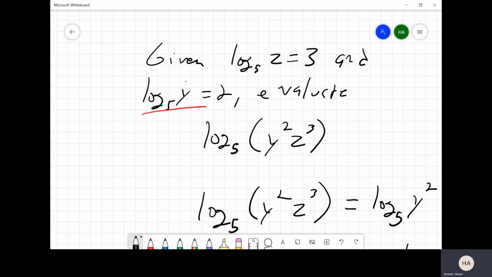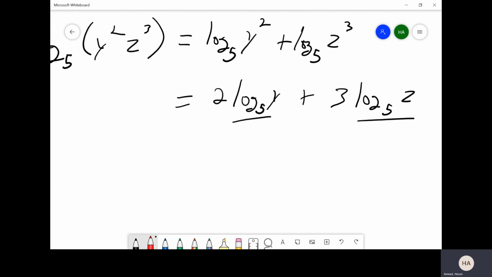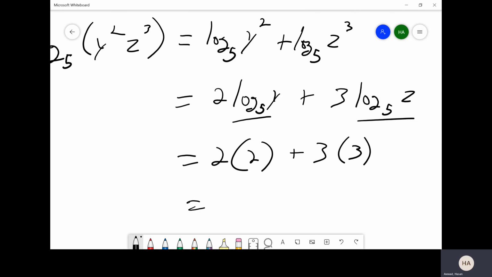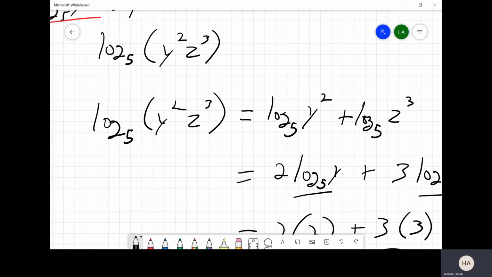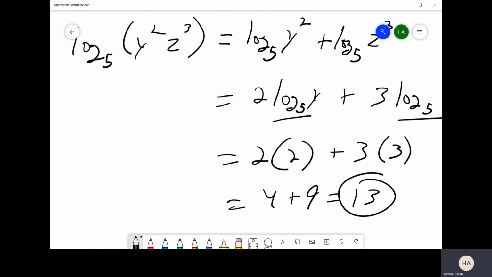Okay, so now we have 2 times log base 5 of y and 3 times log base 5 of z. But notice that's exactly what we wanted, right? Log base 5 of y and also log base 5 of z. And we know what those are equal to. They're equal to 2 and 3 respectively. So we're just going to plug in. Well, this is the same thing as 2 times 2 plus 3 times 3. Okay, well, great. 2 times 2 is 4, plus 3 times 3 is 9, and that gives you 13. So when we've evaluated this, given the information that we were given, well, we're done. We got 13 as an answer.